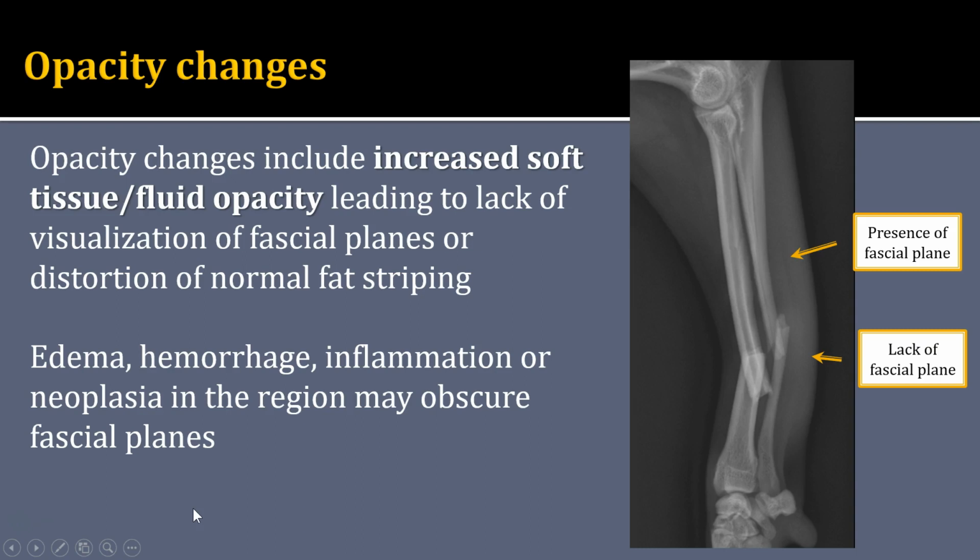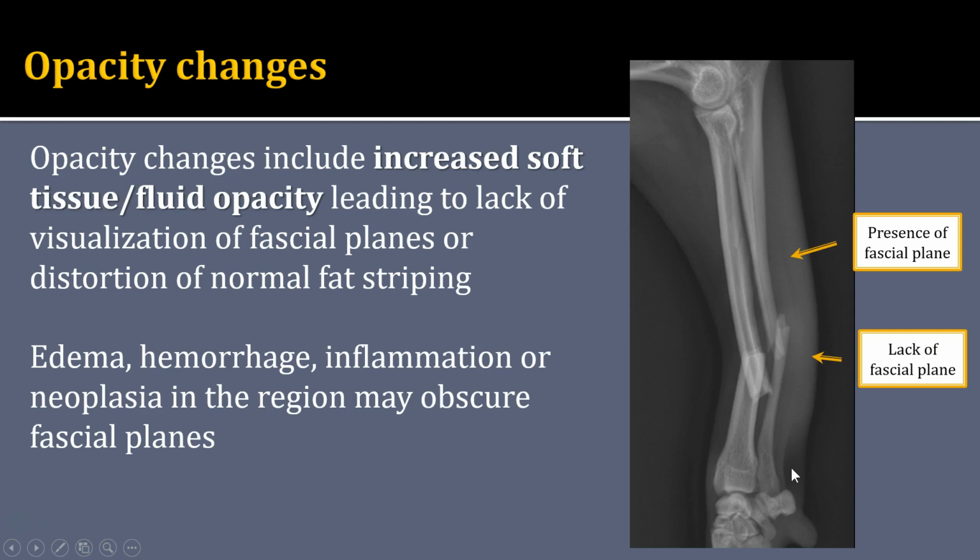The first thing that we'll look at is the most common opacity change encountered, and that is increased soft tissue or fluid opacity. This leads to lack of visualization of the normal fascial planes between soft tissues, which are made up of fat, so they should be more lucent than the soft tissues around them. It may also cause distortion of the normal fat striping. The cause is nonspecific, and edema, hemorrhage, inflammation, or neoplastic infiltration in the region can lead to increased soft tissue or fluid opacity and obscure the fascial planes.